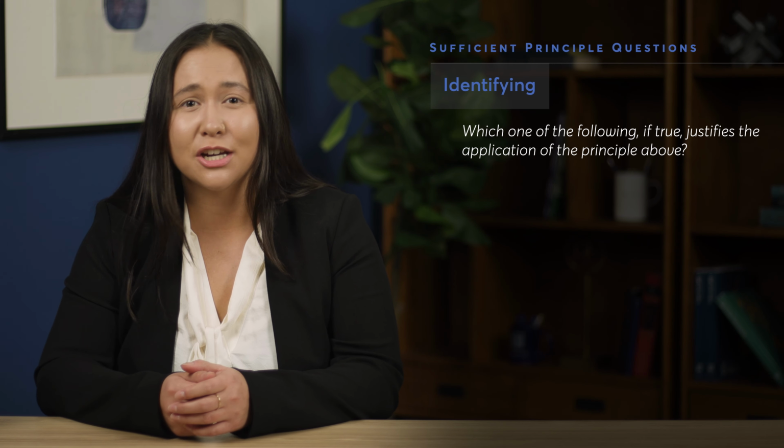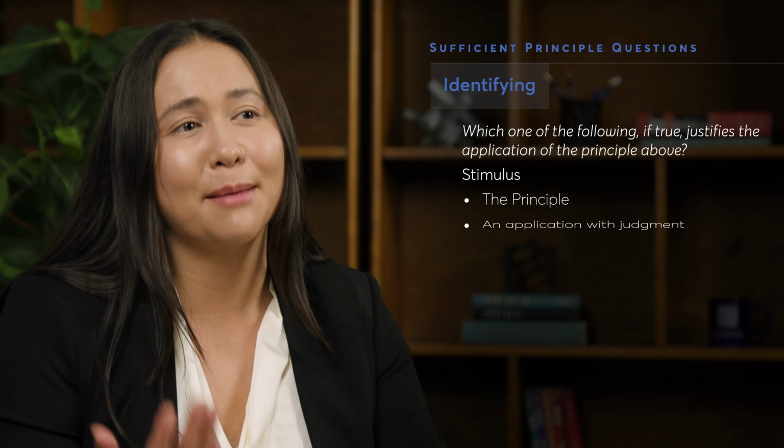With strengthened principal questions under our belt, let's now turn to look at sufficient principal questions. In these questions, our job is to find a missing fact that would allow a principal to be applied to a given application. Let's start with question identification. The prompt will ask something along the lines of, which one of the following, if true, justifies the application of the principle above?